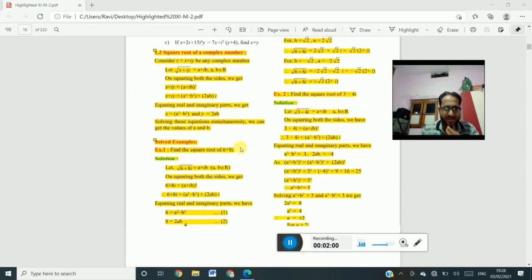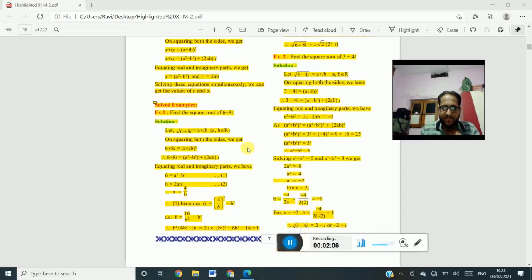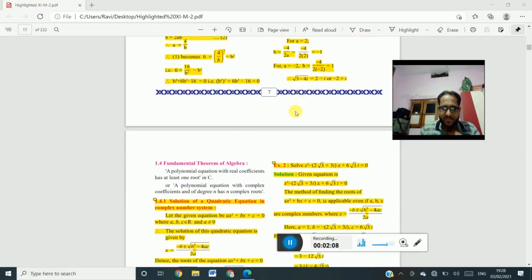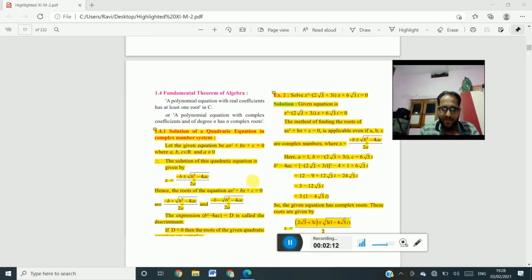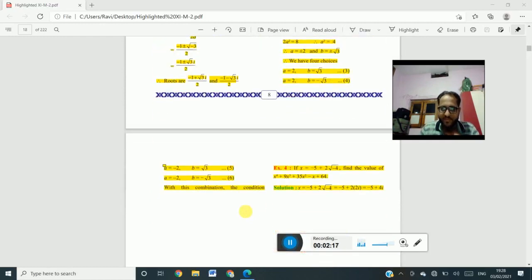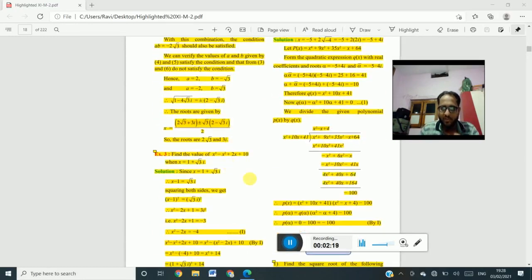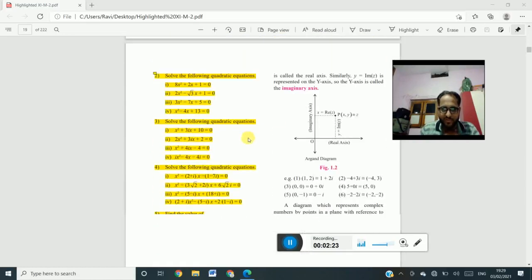Now this highlighted portion in this textbook is deleted for this year: the square root of a complex number and these solved examples are deleted. Then the solution of quadratic equations in the complex number system, this portion is also deleted for this year. All this highlighted portion is deleted, and exercise 1.2 is also deleted.